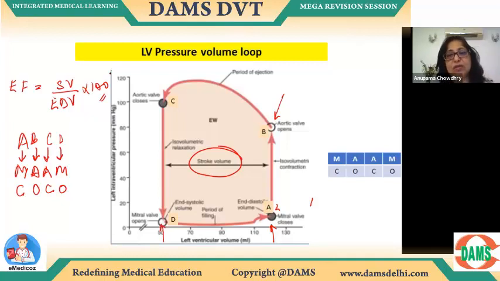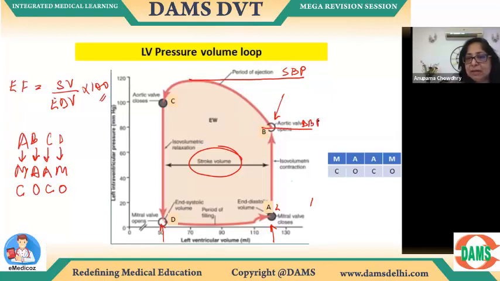Another piece of information that you can gather from this loop is the pulse pressure. The maximum height here coincides with the systolic blood pressure, and point B is the diastolic blood pressure. And what is systolic minus diastolic? This is the pulse pressure. So you can also get an idea about the pulse pressure from the LV pressure volume loop.